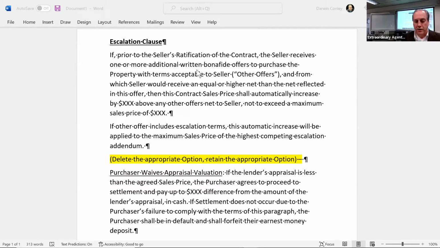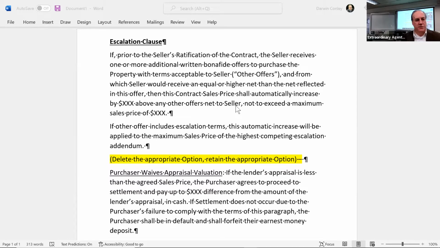Then we have above any other offer net to seller not to exceed a maximum sale price of. So we're saying you got an offer that nets you 100,000. We're going to net you blank dollars more. That could be 1,000, it could be 500, it could be anything, but obviously we have to make it an amount that would make it worthwhile for the seller accepting your offer over and above any other offer.